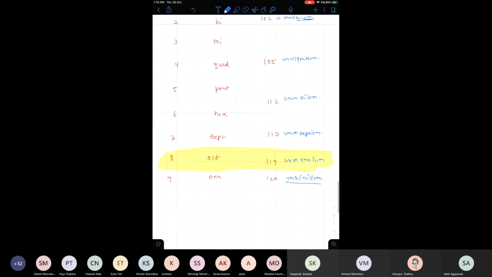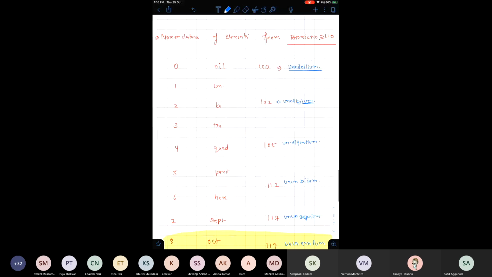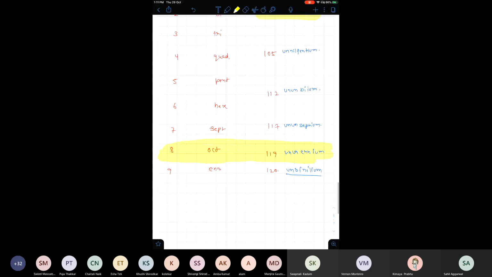Here, if we remove that bi, then we won't be getting bi. I'll check it and let you know. Asmita, that was for organic nomenclature mainly. Two vowels cannot be together.